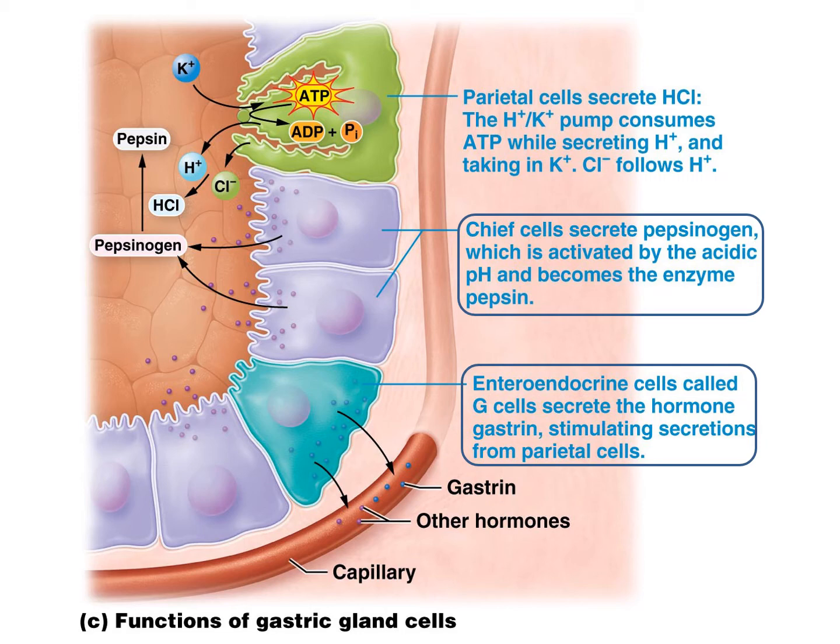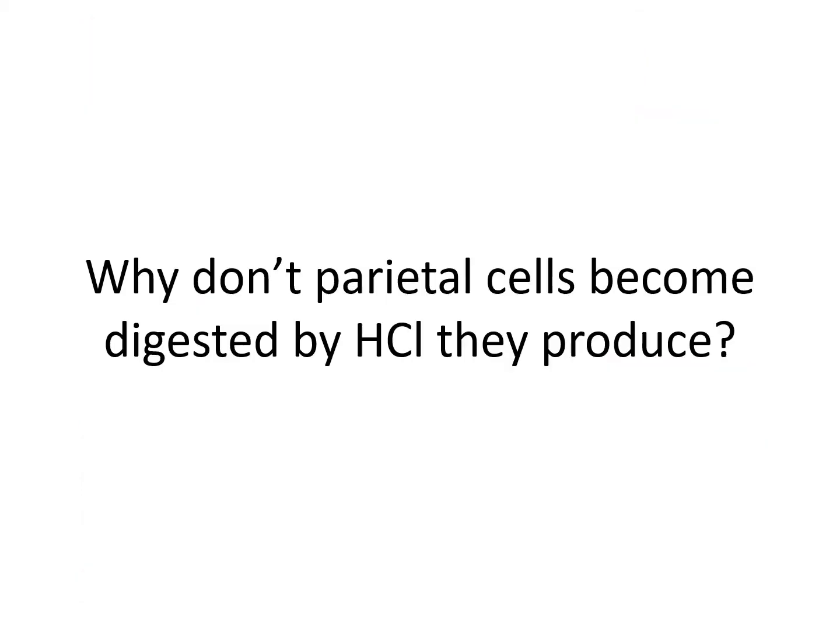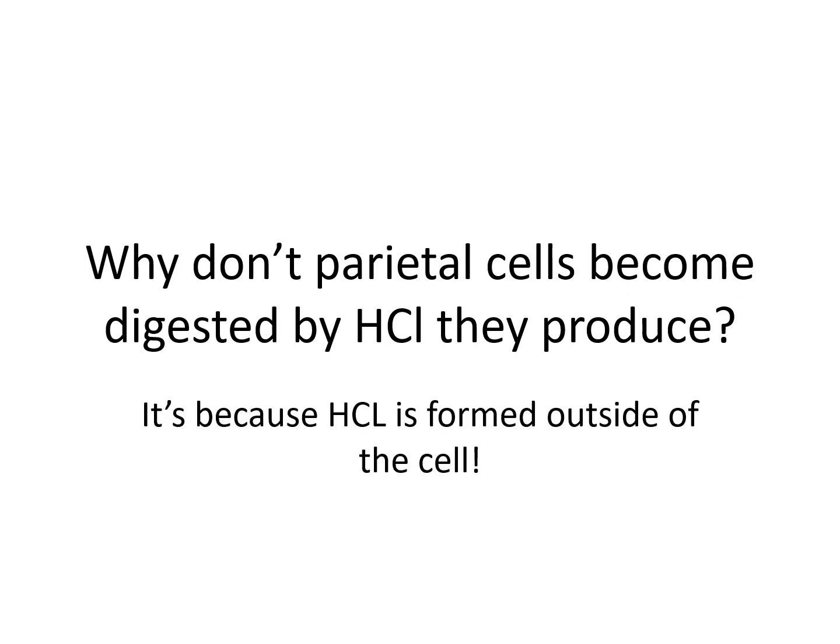Here we also show the neuroendocrine cells called G cells that secrete the hormone gastrin, which stimulates the secretions from the parietal cells. So the question is, why don't parietal cells become digested by the HCl they produce? If it's strong enough to digest bacteria, why doesn't it digest the intestinal lining? Well, the reason is because the hydrochloric acid is formed outside the cell, so the cells are actually protected.